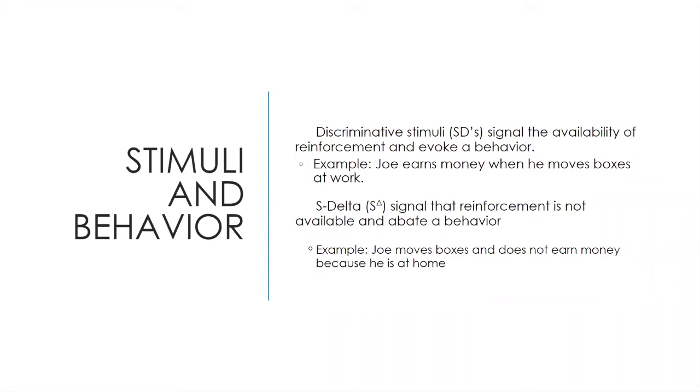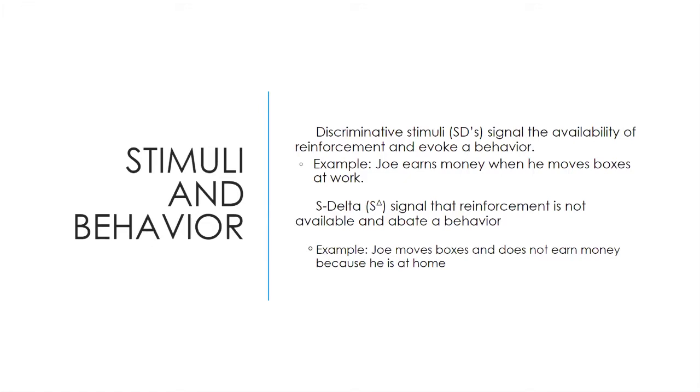The first one is discriminative stimuli, which are typically known as SDs. These signal the availability of reinforcement and evoke a behavior. An example would be Joe earns money when he moves boxes at work. When he goes to work, he knows that he's going to earn money. Therefore, he has the behavior of moving boxes.